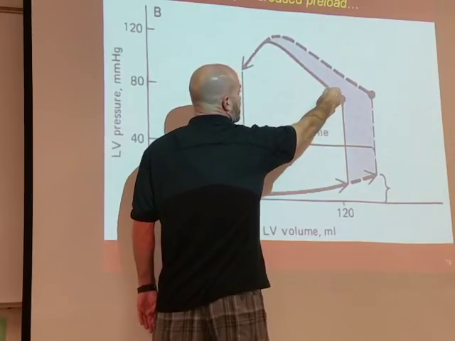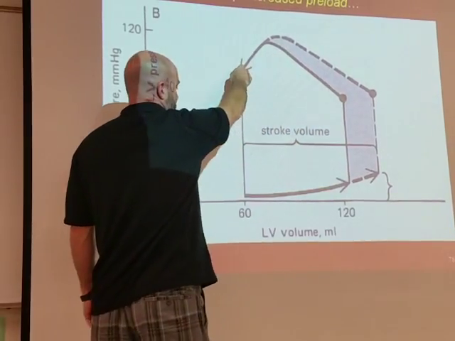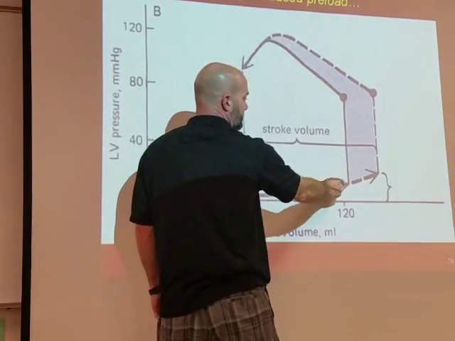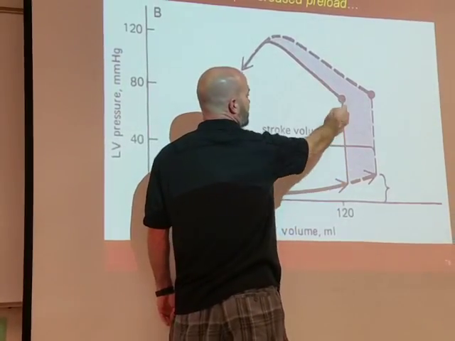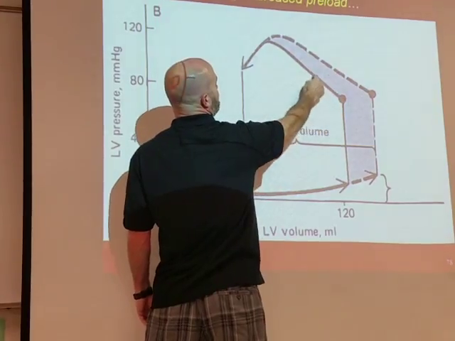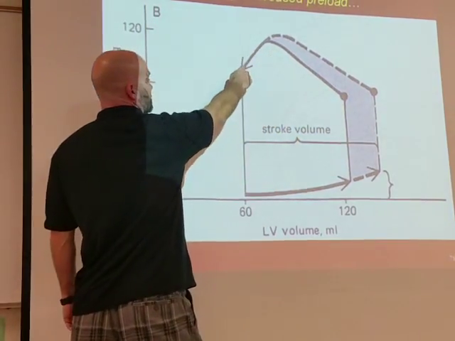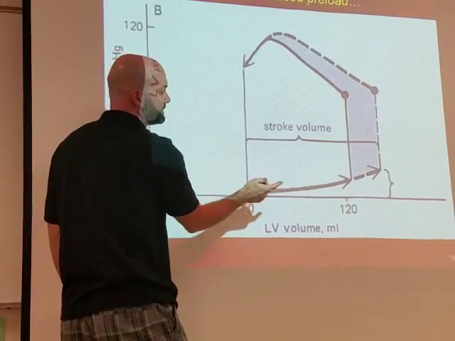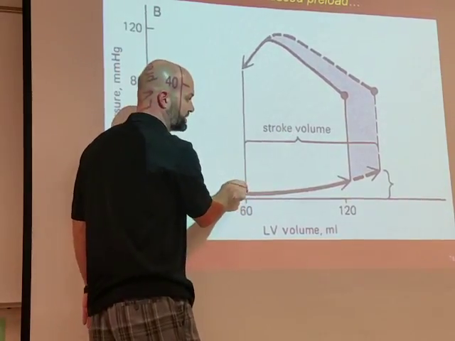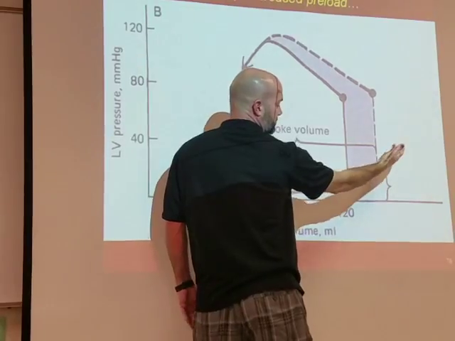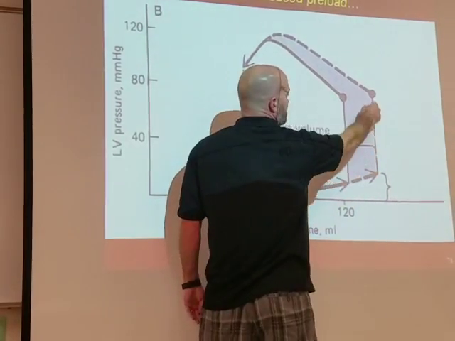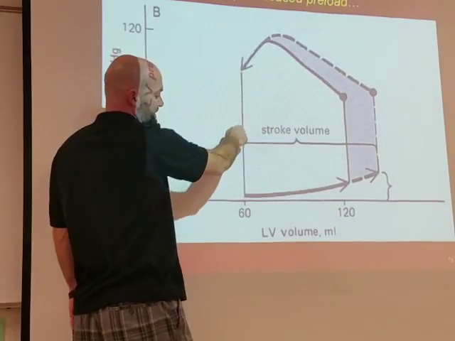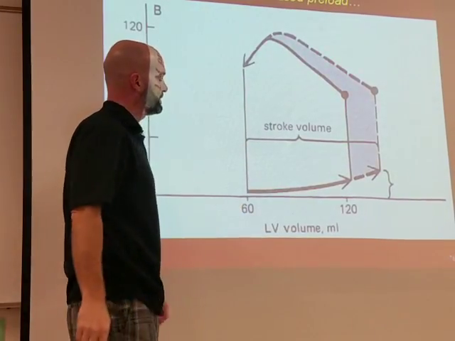Contraction, ejection, relaxation. All right, so 60 to 120, AV closes, pressure rises, semilunar opens, blood is ejected, semilunar closes, and you're back to your ESV of 60. That's loop one. Loop two, start at 60. Fill to 140, open the semilunar, eject, but you're ending at the exact same ESV as you did before.